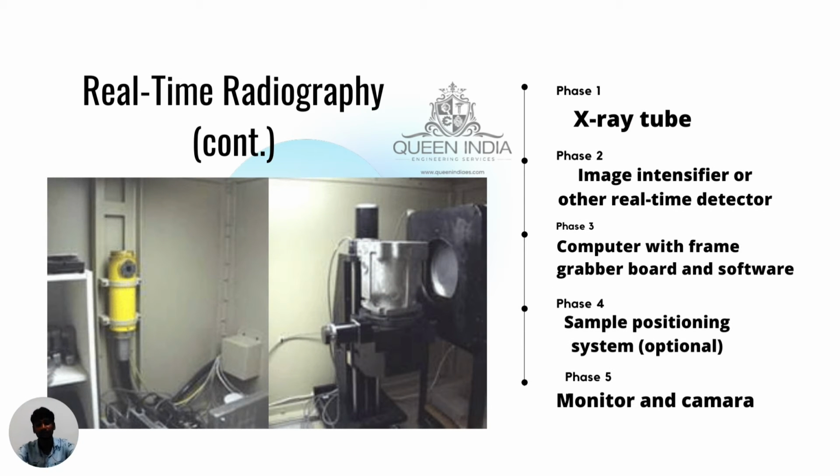Real-time radiography consists of an X-ray tube, an image intensifier or other real-time detectors, and computers with frame grabber boards and software, a simple positioning system, a monitor and a camera. These are the real-time radiographic components: X-ray tube, monitor, camera, sample positioning system, image intensifier, real-time indicator, board and software.